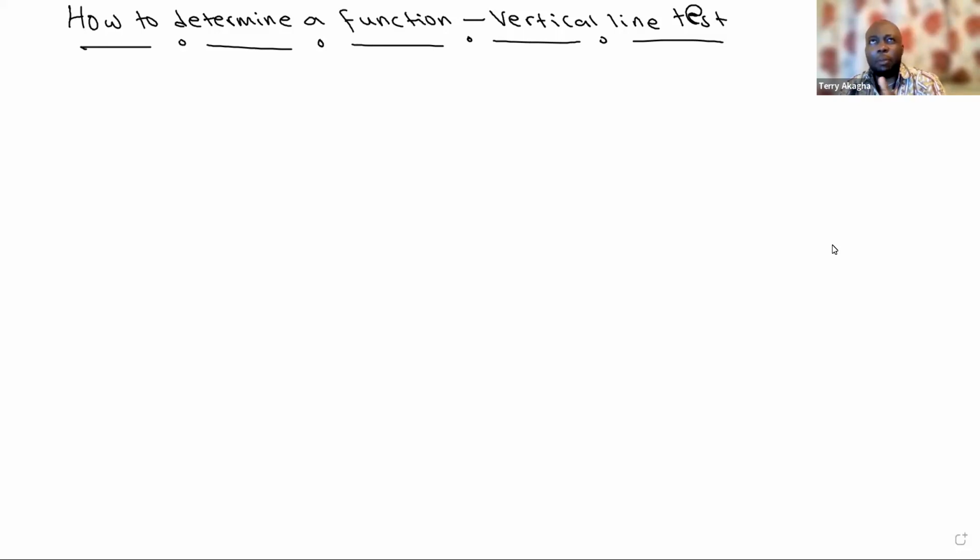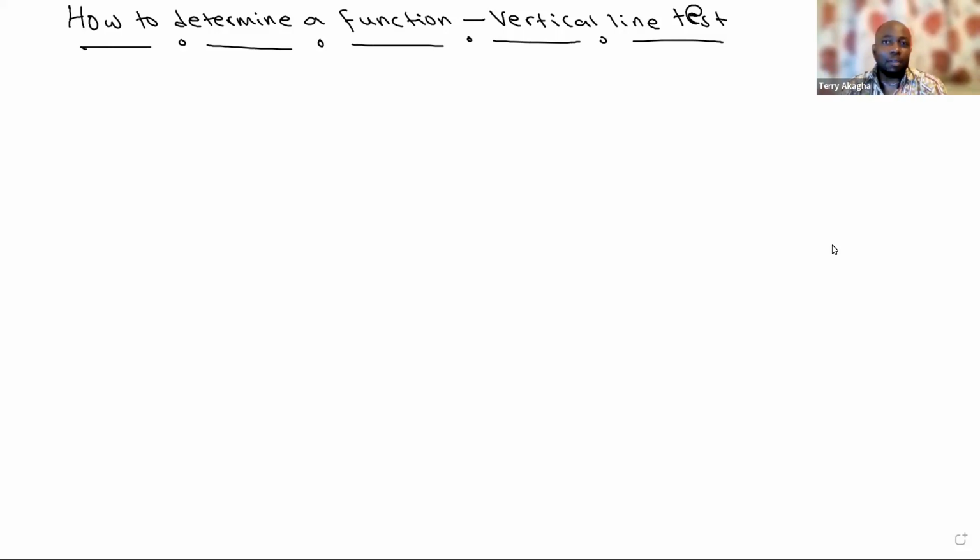Okay, so in the previous video, I just introduced one of the basics of functions where I tried to define what a function was, and I was trying to tell you that for a function, a single value of x must give you a single value of y, right? Now, I want to show you how to determine a function. Today, I'm going to use the vertical line test method, all right?